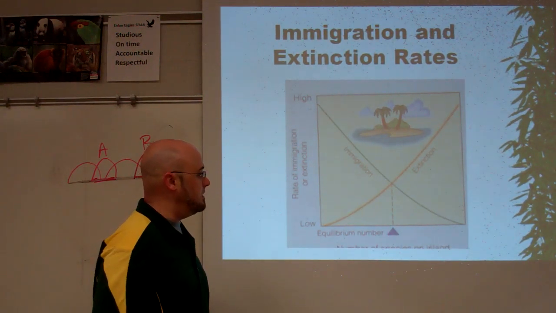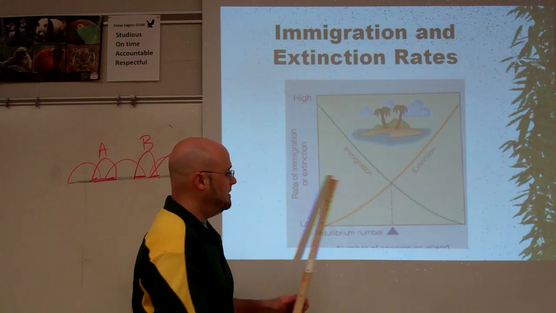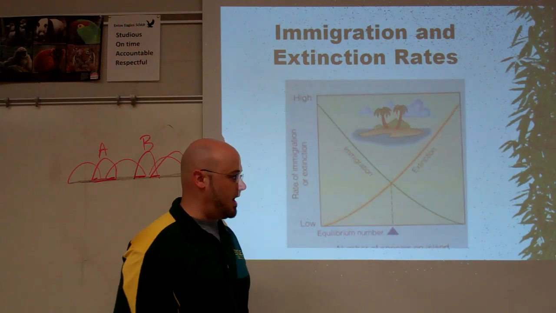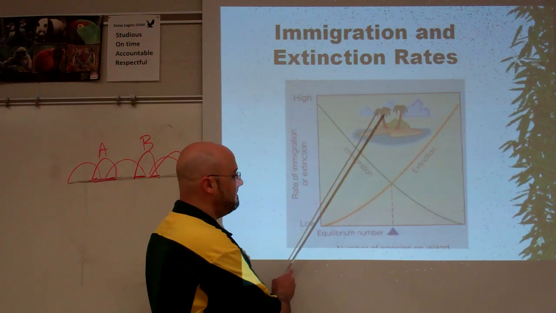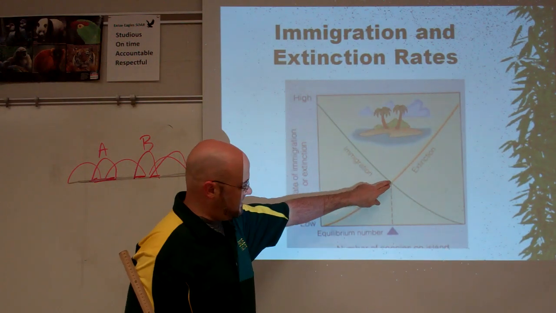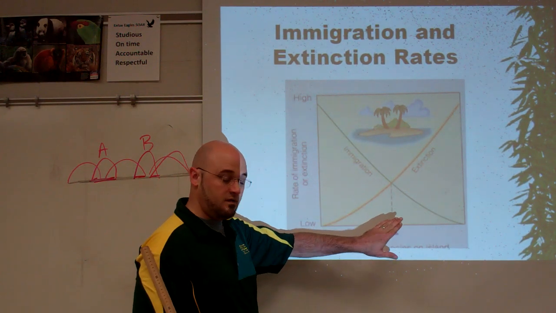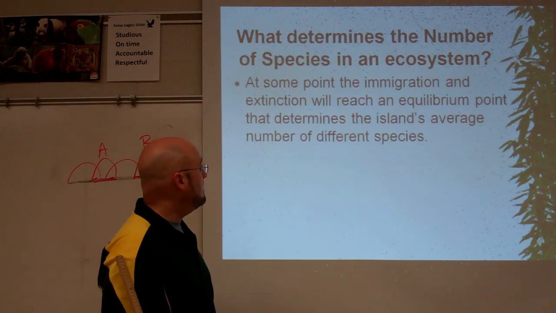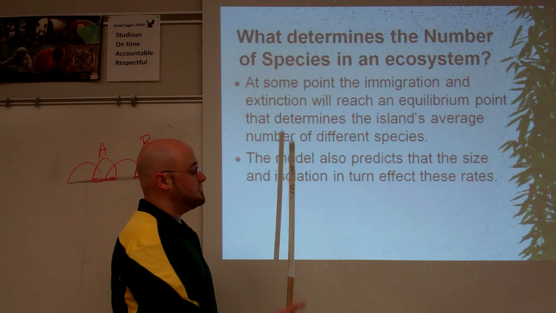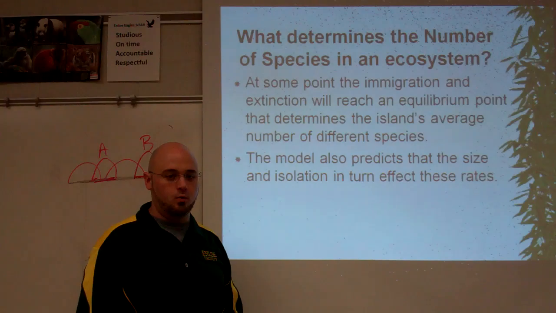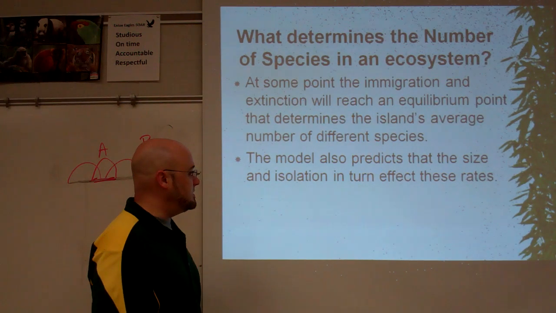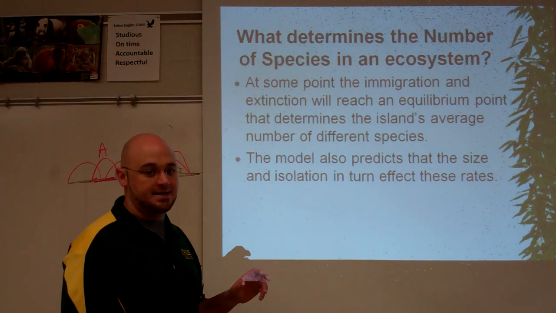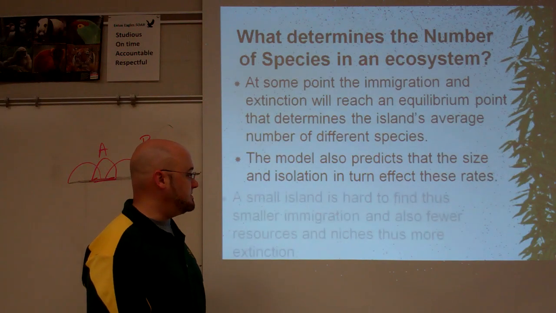Now the two lines that you see here, this red one is extinction, this green one is immigration, that's organisms coming into the island. They are both rates as well, all right? Where the two of them meet and cross with one another, you would take that intersection, drop straight down to your graph, and you say, oh, that's the number of organisms that you would then find on that island. And that's what this says here. At some point, immigration and extinction will come to an equilibrium point, and that's the number of organisms you would find on that island. Now, the model also throws in factors for size and isolation, and we'll look at both of those in turn.